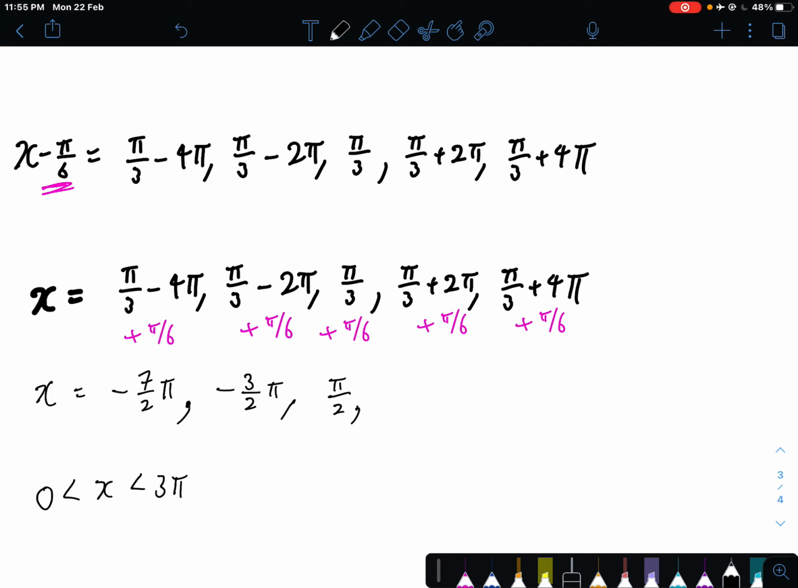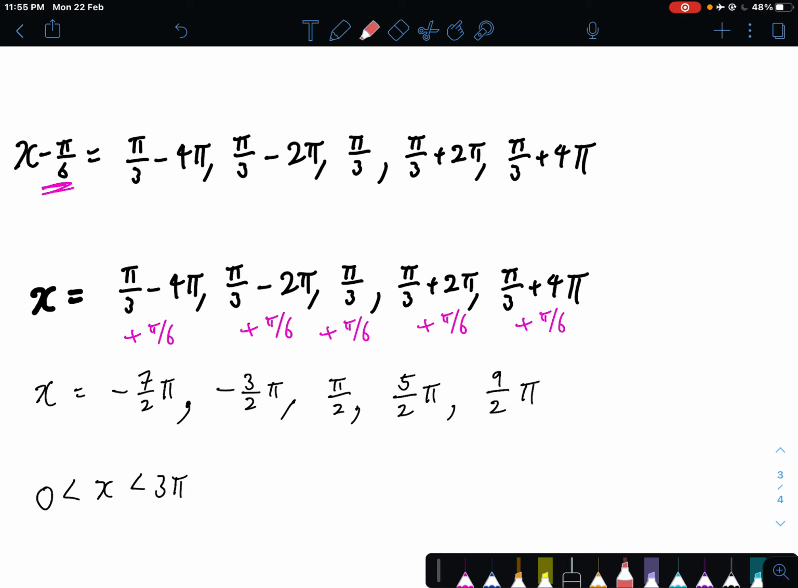Then after that, pi over 3 plus 2 pi plus pi by 6 is just 1/3 plus 2 plus 1 over 6. What does that give me? 5 over 2 pi. Then the next one, 5 pi over 3 plus 4 pi plus pi by 6 is just 1 over 3 plus 4 plus 1 over 6. What does that give me? 9 over 2 pi.